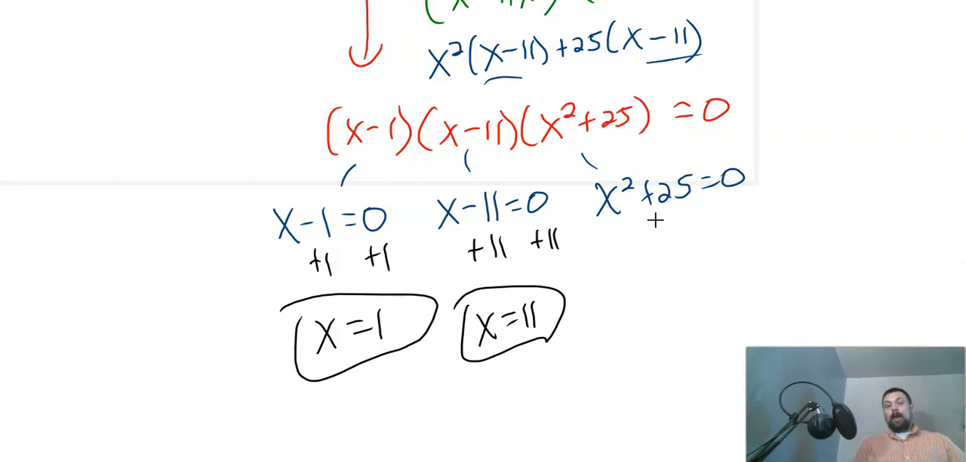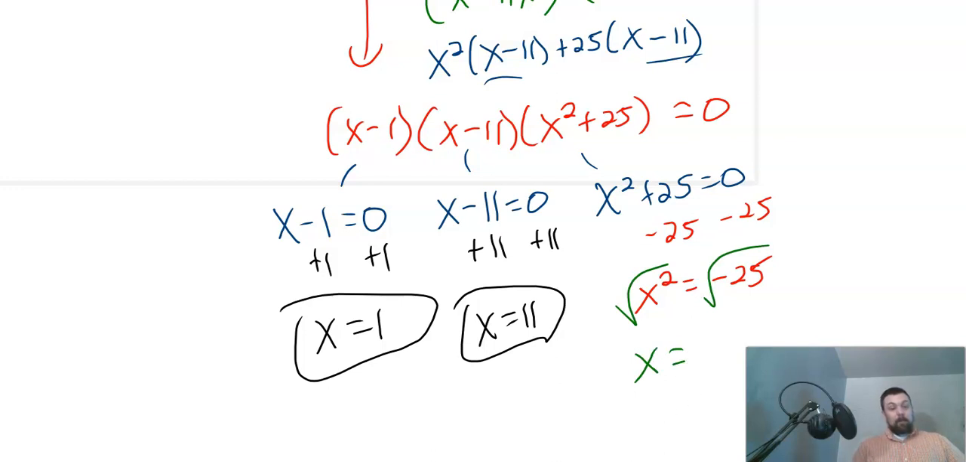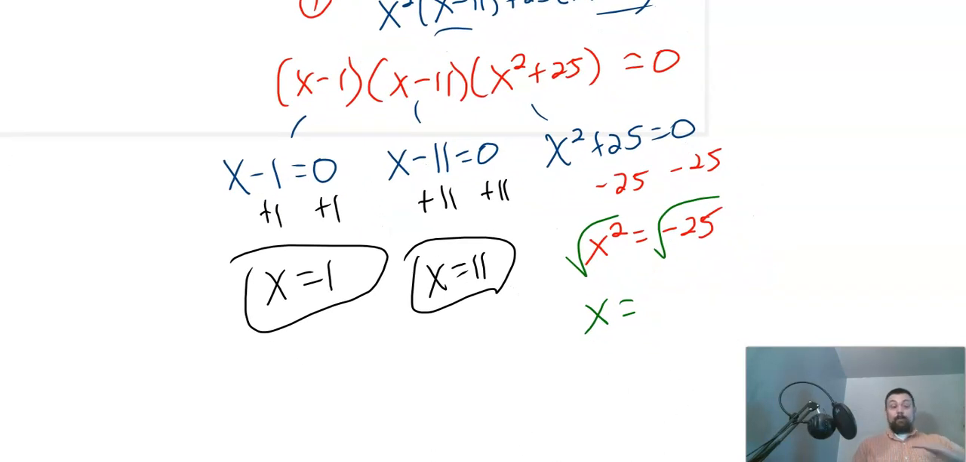Now to solve this, it's quadratic, but we can just solve it for x. Get x by itself by subtracting 25 to the other side. We get x squared equals negative 25. And then take the square root of both sides to solve it for x. And we will get x equals, now remember, when you take the square root of both sides, we've done this many times throughout this course, you have to put plus or minus. So that's why we're going to get 2 solutions here. And then the square root of negative 25. So the square root of 25 is 5, but because it's negative, the answer here should be imaginary.